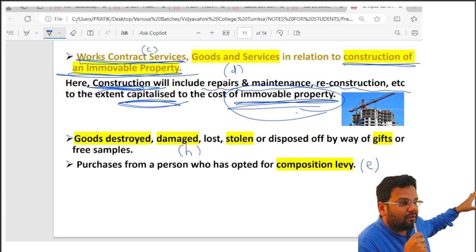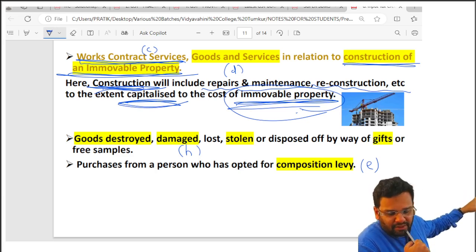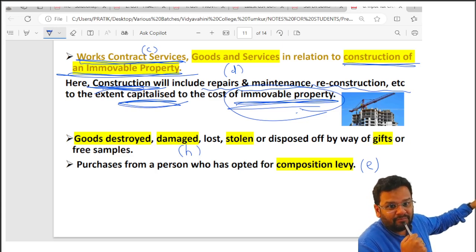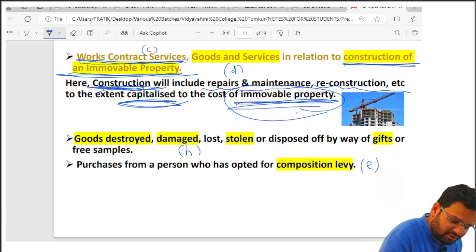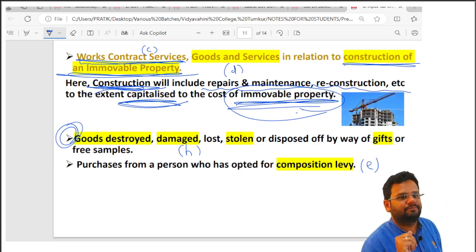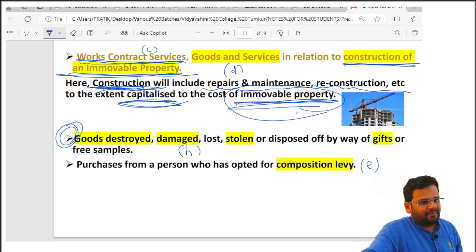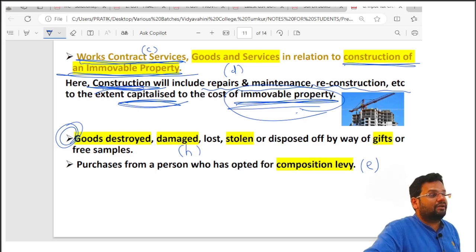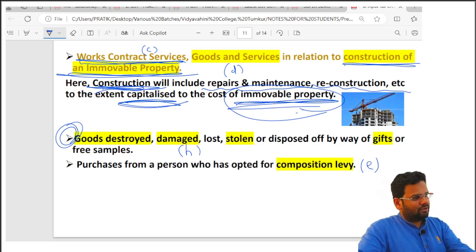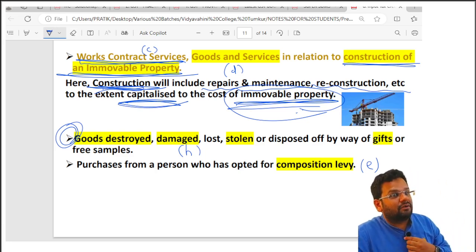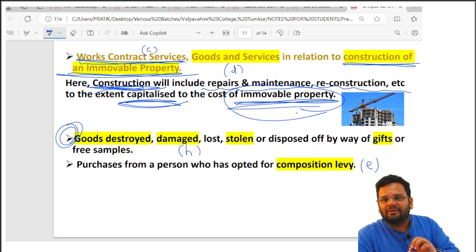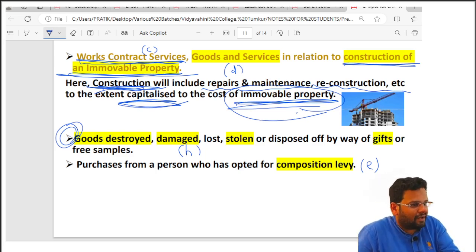Goods destroyed, damaged, lost, stolen, very dangerous, na. ITC on goods given away as gifts or free samples. What is this point? So deep. You had kept your goods in the godown. Acha, when can you claim ITC? Yesterday we discussed in section 16. What is one of the conditions to take ITC? Goods should be actually received. Not dispatch. Goods should be actually received. So when goods are received, I took ITC, and the goods are there in my stock now. So it's okay, I can take ITC.